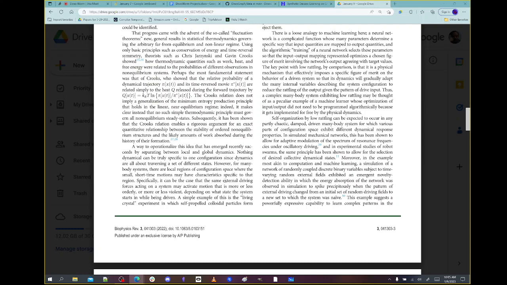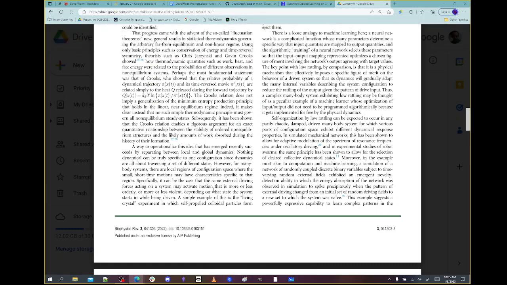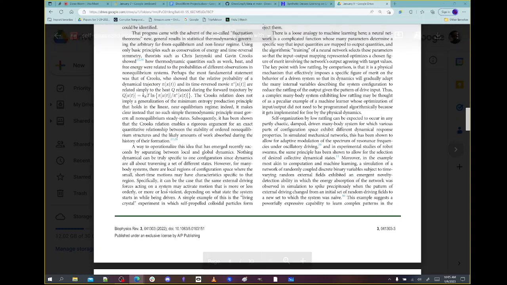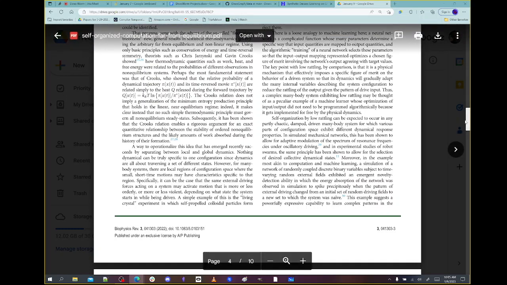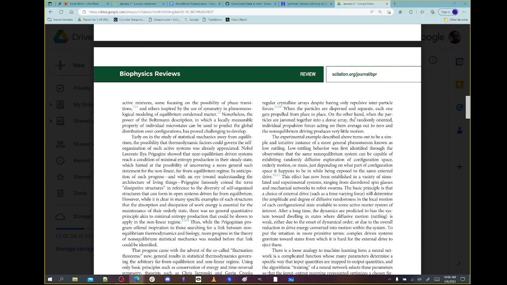Specifically, it can be the case that the same external driving forces acting on a system may activate motion that is more or less orderly, or more or less violent, depending on what state the system starts in while being driven. A simple example is that of living crystals, in which self-propelled colloid particles form regular crystalline arrays despite having only repulsive interparticle forces.